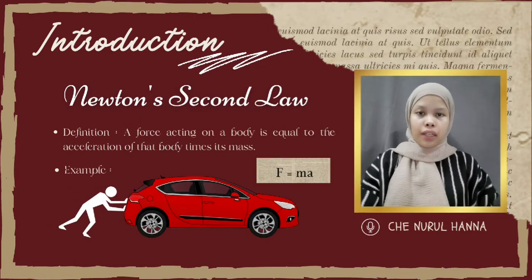Next, Newton's second law. It is when a force acting on a body is equal to the acceleration of the body times its mass. Expressed mathematically, F equals ma, where F is the force in newtons, m is the mass of the body in kilograms, and a is the acceleration in meters per second squared. The example for Newton's second law is pushing a car.